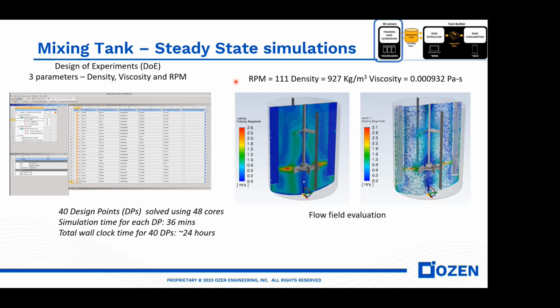So what we do with it is we created 40 design points and we solved it using 48 cores. Each design point will take typically 36 minutes. So on average, it took 24 hours to create the 40 design point case and data value. You export this case and data value in the form which is acceptable to Twin Builder.